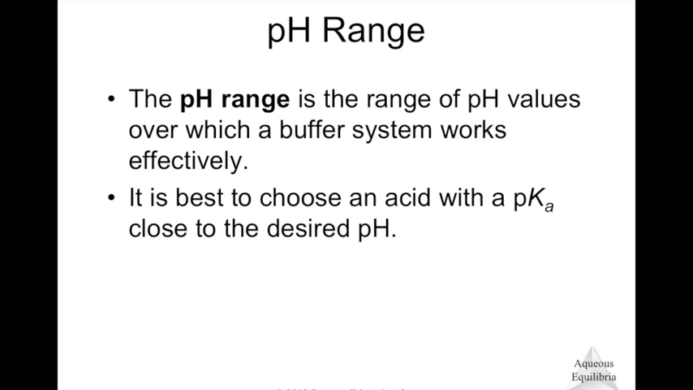Some more information about buffers. Some things you might talk about is the pH range, and that's the range of values where the buffer really works effectively. So depending on what pH you're trying to buffer at, there are different buffers that you can make. A good rule of thumb is you choose an acid with a pKa close to the desired pH. So if you wanted a pH of 5, you're going to find a weak acid that has a pKa of 5, and then you figure out its conjugate base and mix it up with that.